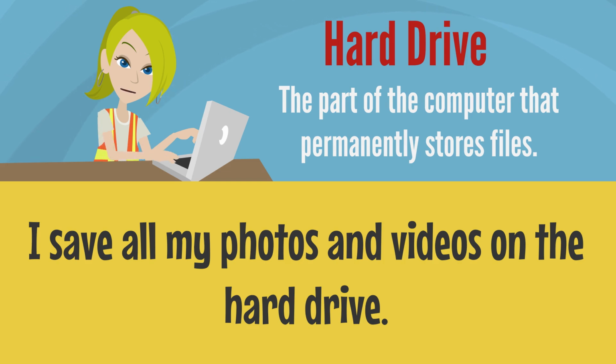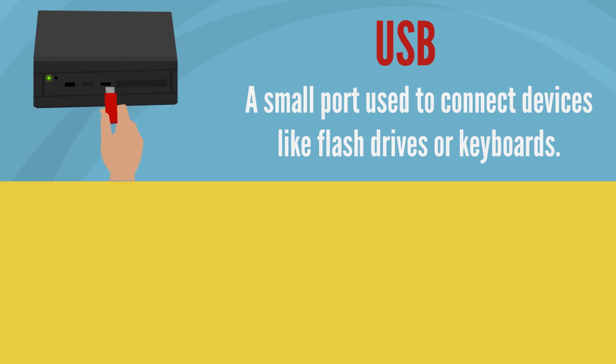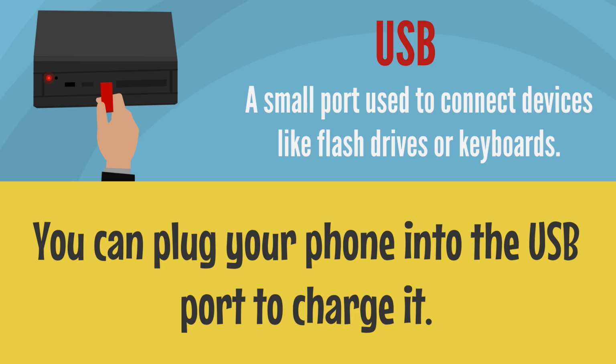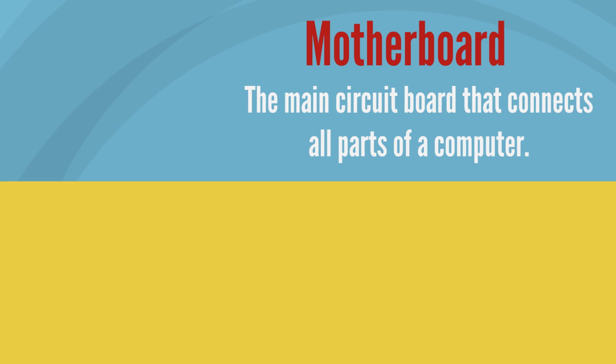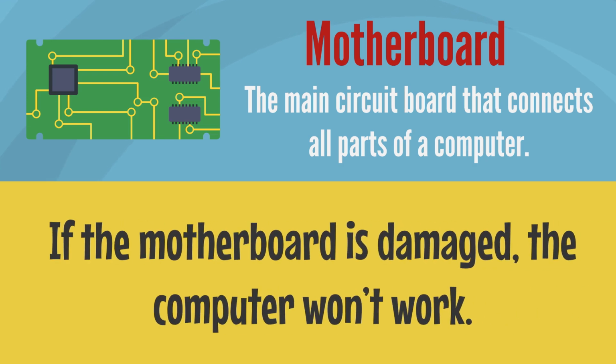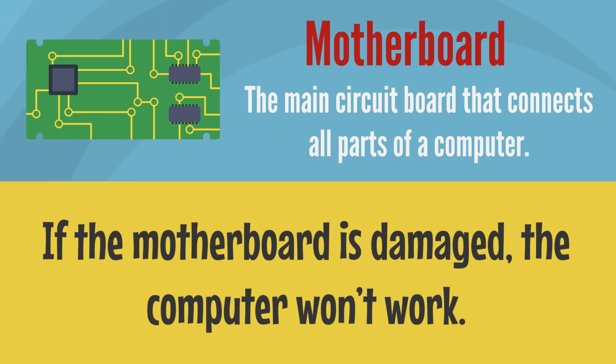Hard drive. The part of the computer that permanently stores files. I save all my photos and videos on the hard drive. USB. A small port used to connect devices like flash drives or keyboards. You can plug your phone into the USB port to charge it. Motherboard. The main circuit board that connects all parts of a computer. If the motherboard is damaged, the computer won't work.